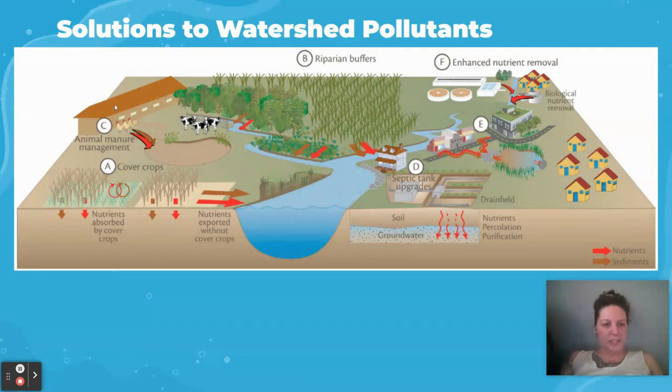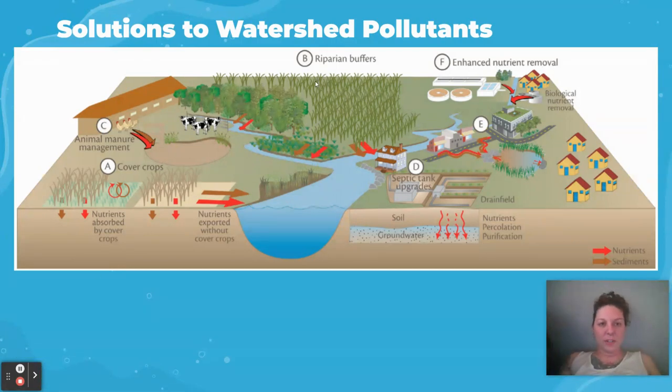Another thing here, with C, is animal manure management. This is meant to be one of those manure lagoons I was telling you about. A couple of things we can do there: we can line them better, and we can give them steeper berms or edges to prevent them from overflowing, which obviously would reduce the amount of nutrients entering our waterways.